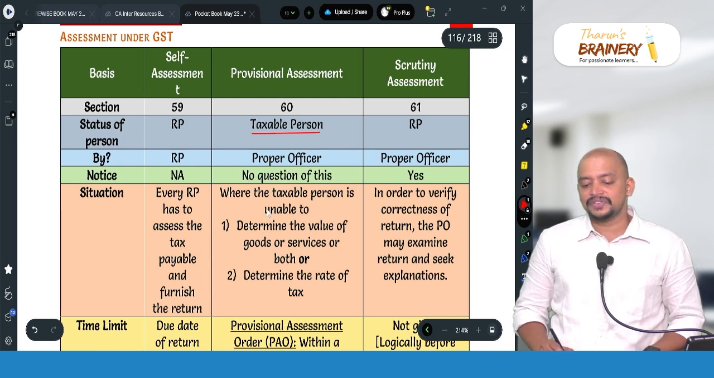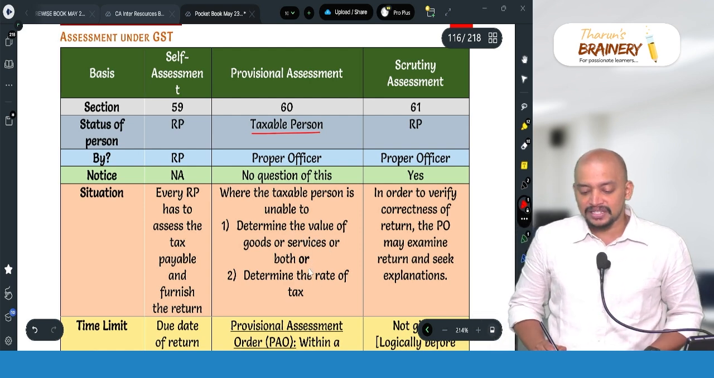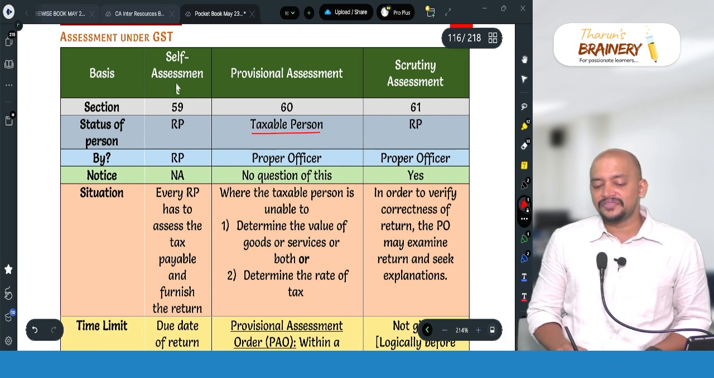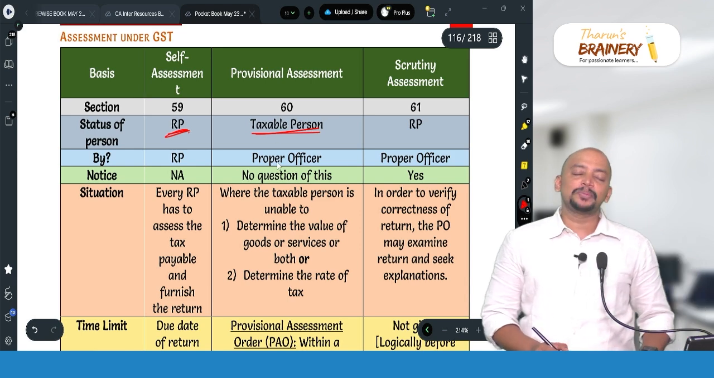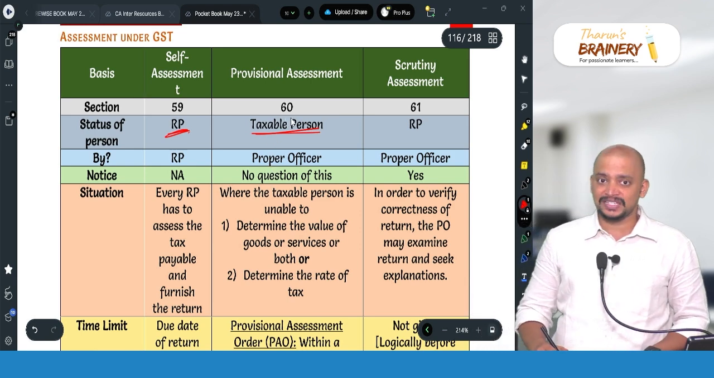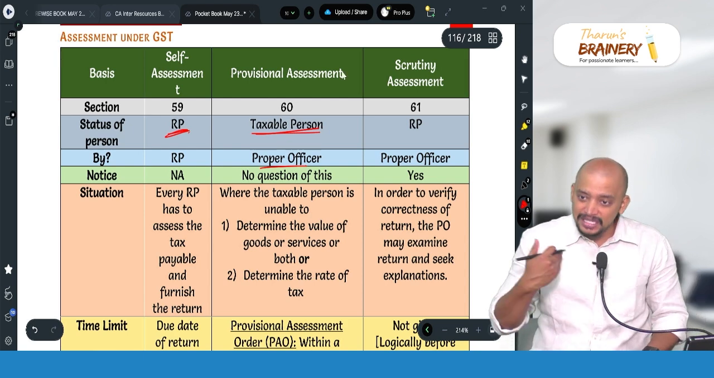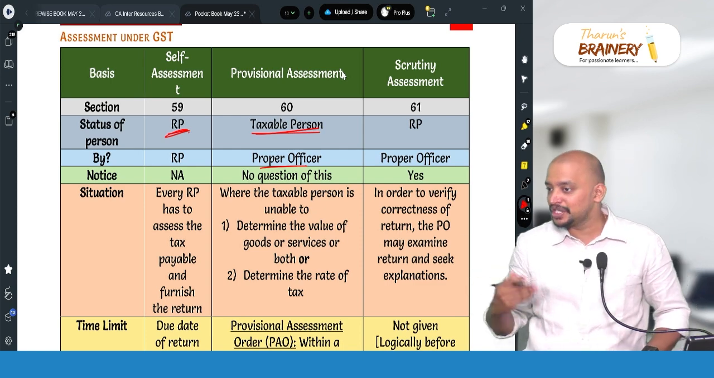This is the situation where the taxable person is unable to determine the value of goods or services or both, or determine the rate of tax. So here the difference is self-assessment will be for registered person, but provisional assessment is for taxable person. And who will do this provisional assessment? By the proper officer. And why is there no notice? Because this person, the taxable person, is only making the application for provisional assessment.